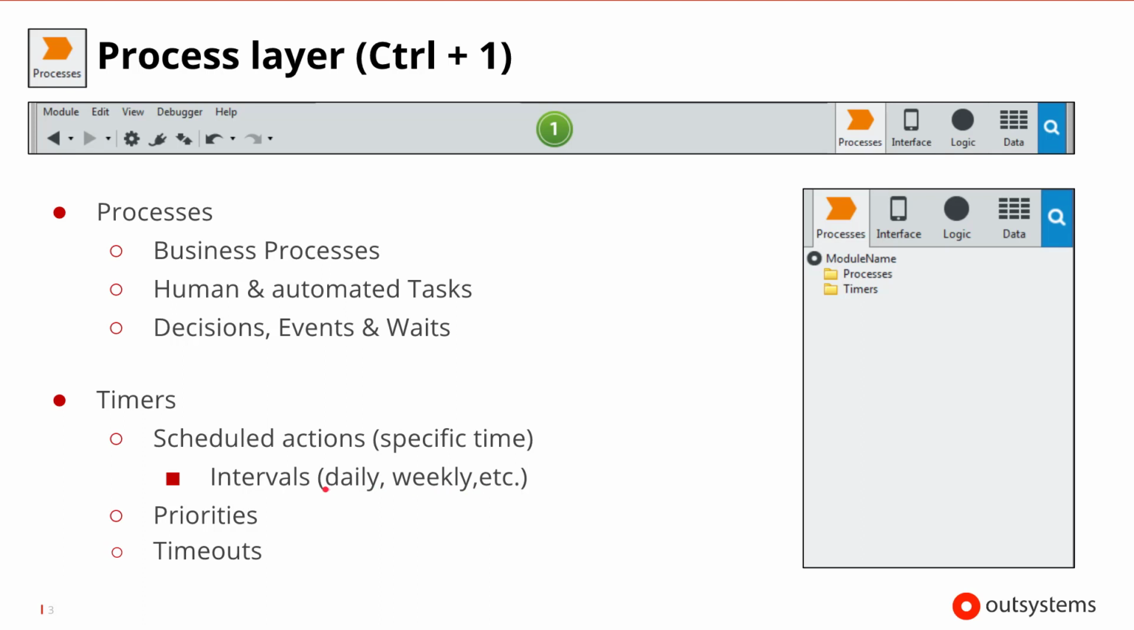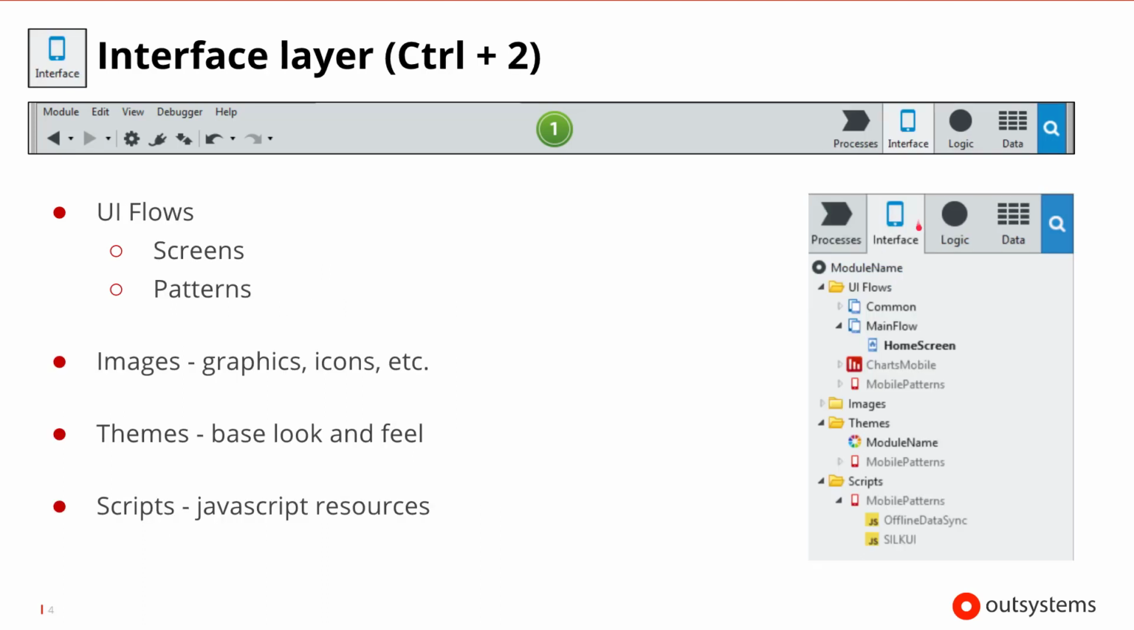These timers can be given different priorities so that if multiple have to run at the same time, some can be given more importance, and they can also have timeouts so they wouldn't continue running forever. So the process layer gives us a lot of information about logic and tasks that can occur at the highest level. The second layer is the user interface layer.